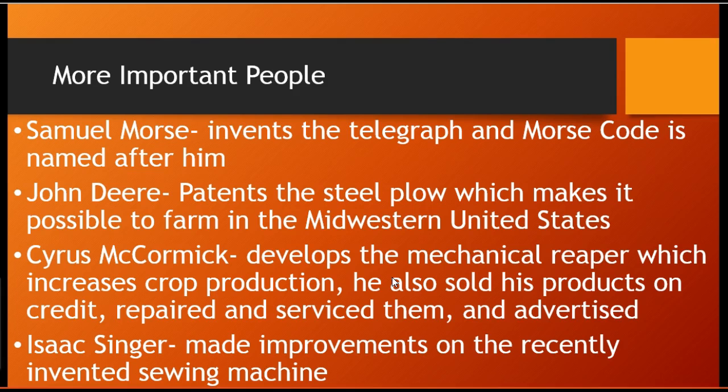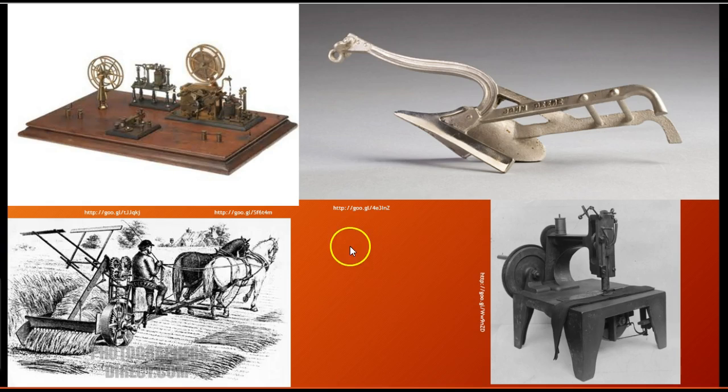So let's take a look at some pictures of these four things. Here's the telegraph up here in the left-hand corner, and you can see this kind of early version of the telegraph. It looks much different than the cell phone that you probably have sitting beside you right now. The steel plow is right here, John Deere inventing the steel plow. You can see that it has a very bulky look to it, but once you hook the plow up to a horse or oxen or a mule, they could pull that plow across your hard ground.